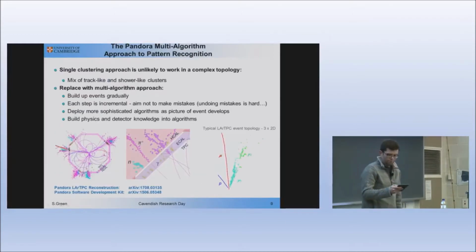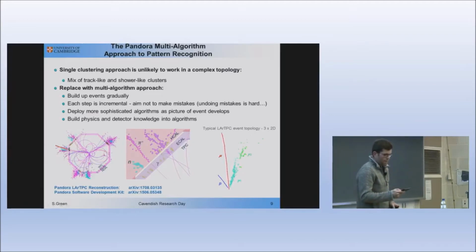The Cambridge HEP group has been adapting Pandora to tackle this challenge, and now Pandora contains over 130 algorithms and tools aimed at reconstructing neutrino interactions. In both the linear collider experiment and at DUNE, the pattern recognition problem is too difficult for a single clustering algorithm to solve. Therefore, Pandora adopts a multi-algorithm approach, where each algorithm that's used is relatively simple to avoid making mistakes, and is designed to gradually build up the event. As the picture of the event deepens, more sophisticated algorithms can be applied that incorporate physics and detector knowledge.